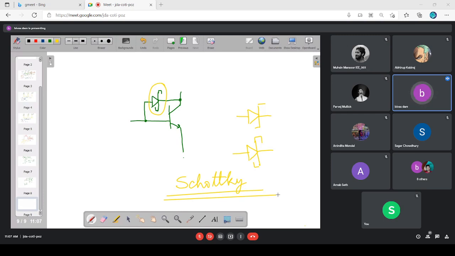What is the advantage of this Schottky diode? What is the cut-in potential of this Schottky diode? Have you ever read about this Schottky diode? Yes, sir, in first year. Fine, good. What is the approximate cut-in potential of the Schottky diode? Yeah, it's 0.1 to 0.2.